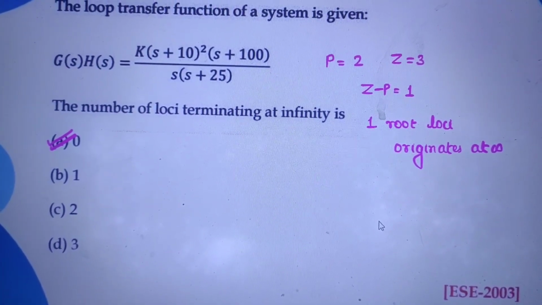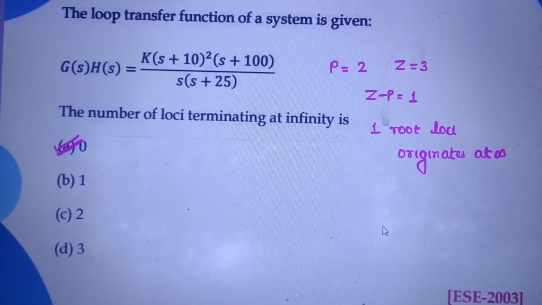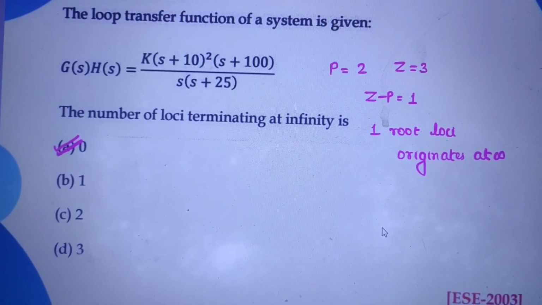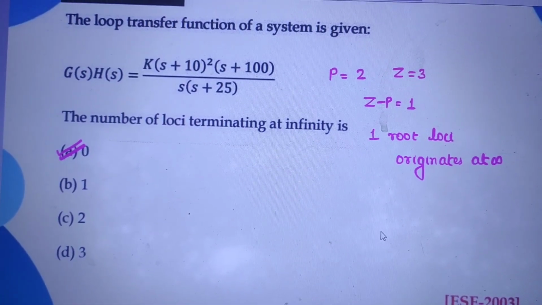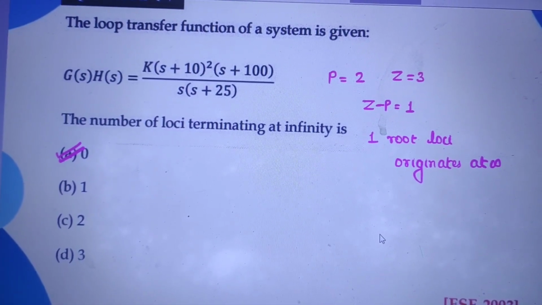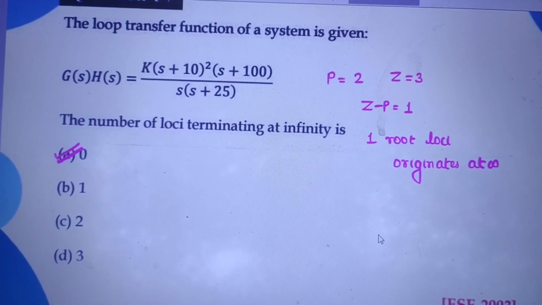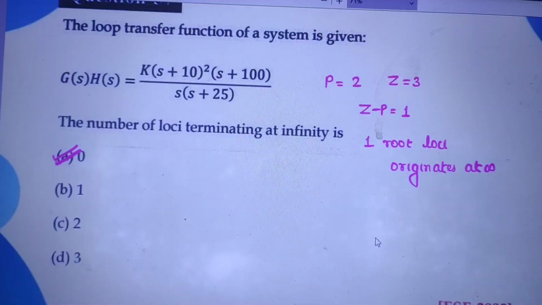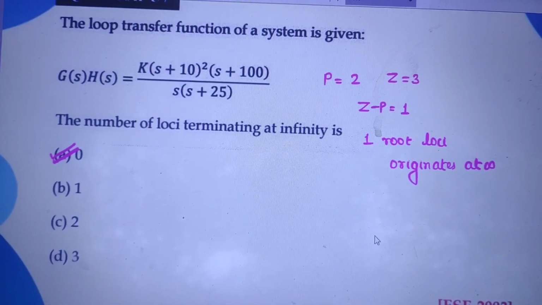One pole is less than zeros. So one root locus will originate at infinity; it will not terminate at infinity. One root locus originates at infinity because Z minus P is equal to 1. So the answer is 0.